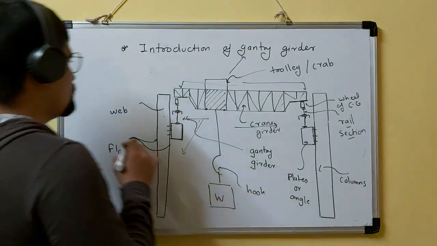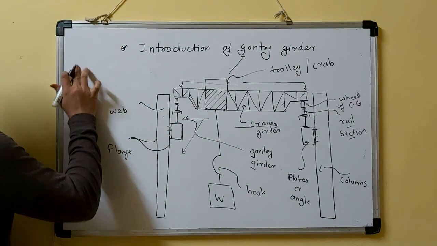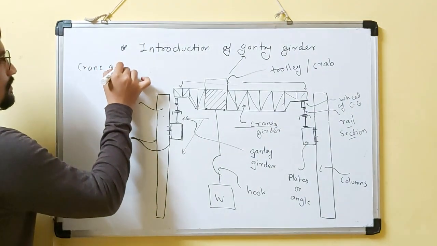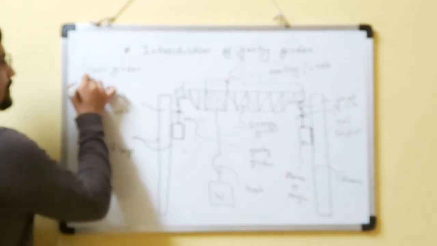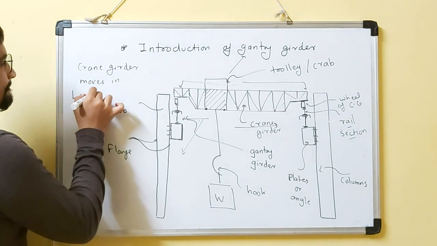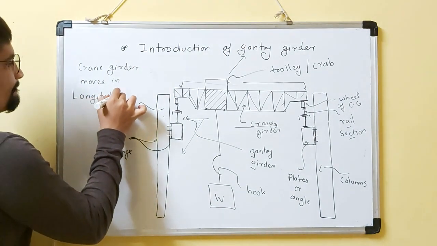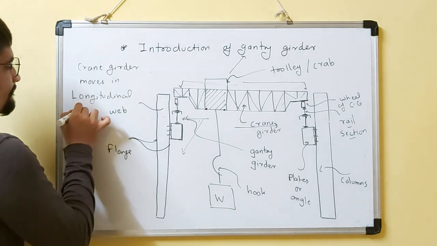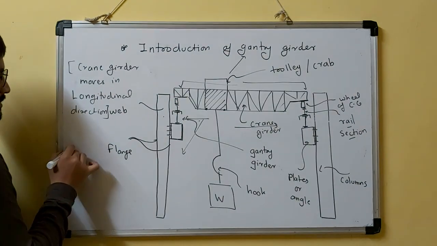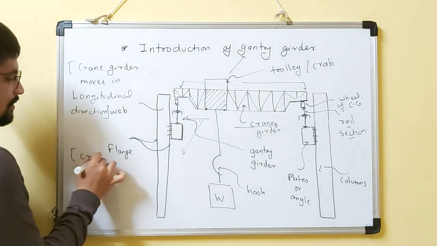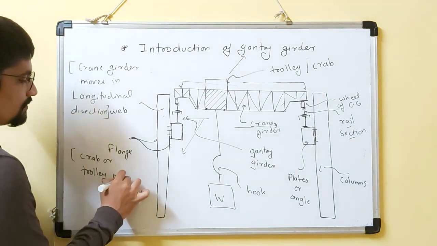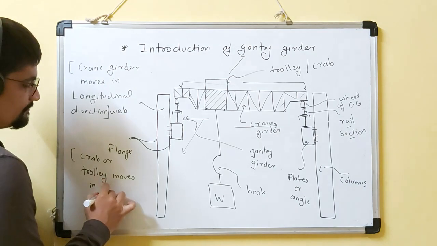So the crane girder moves in the longitudinal direction. This is the first point. And the crab or trolley moves in the lateral direction.